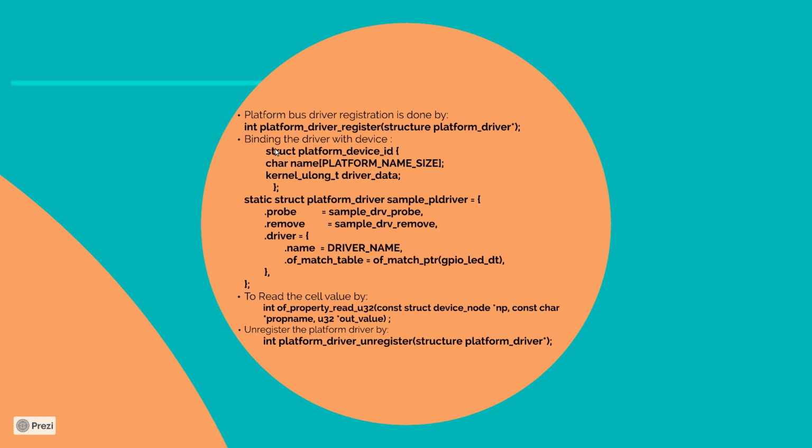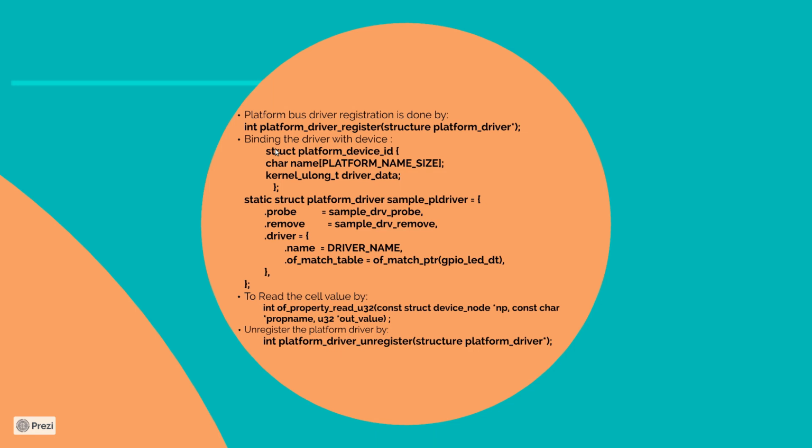As you can see in that static struct platform_driver sample_pl_platform_driver, the probe and remove calls are there, and there is a driver name, and the of_match_table, which is the data structure that will help you connect to the Linux device tree. Okay, there is also a platform device ID, where the first one is the name and the driver data. So these structures will help you bind the driver with that particular device.